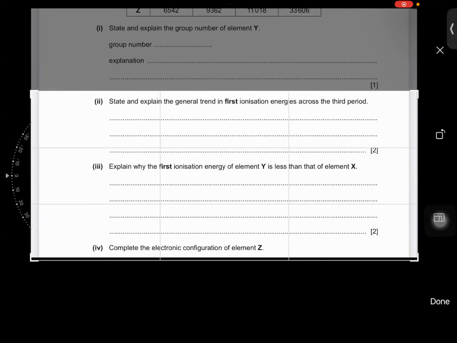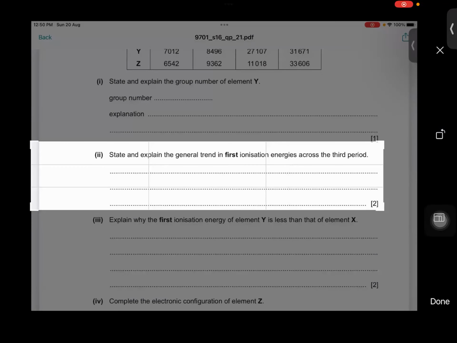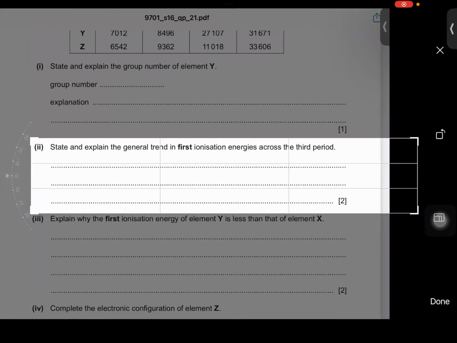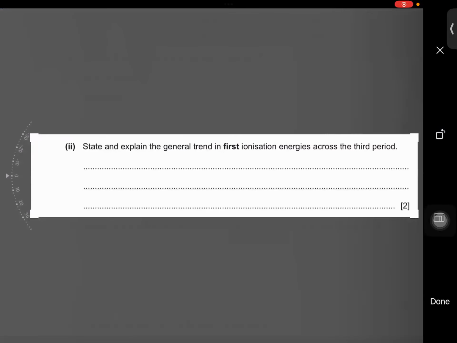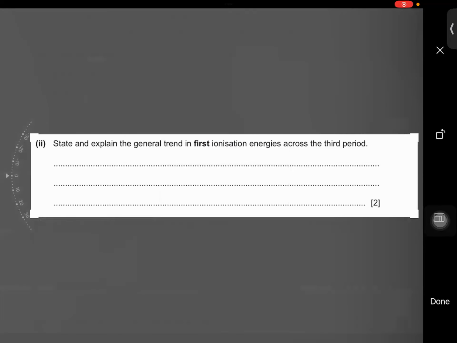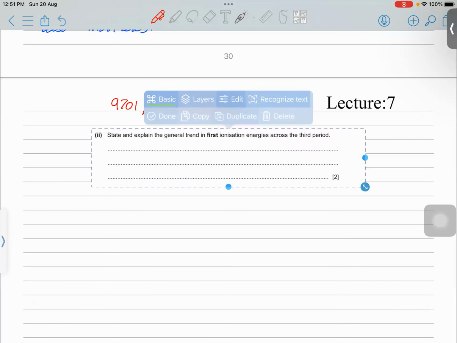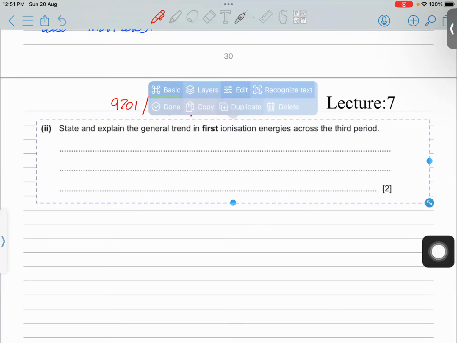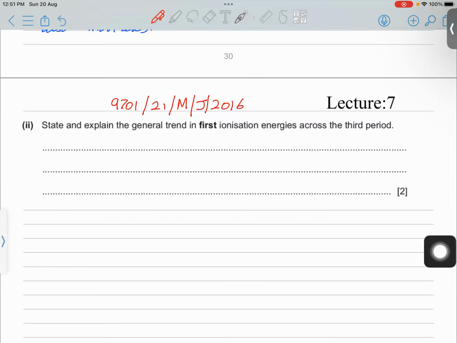State and explain the trend across the period. The first factor on which ionization energy depends is the number of protons, nuclear charge. This question is for 2 marks. If you have some exception, ignore it, because the examiner asks about the general trend. So, first mark.